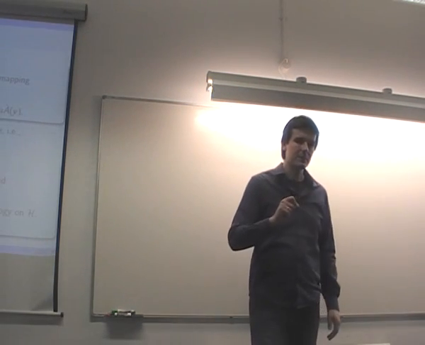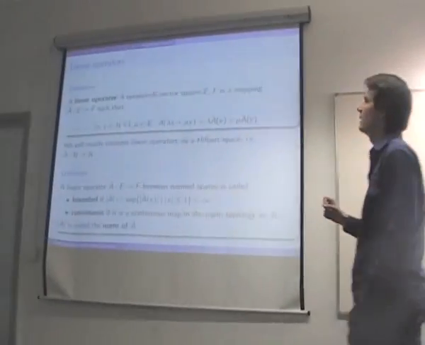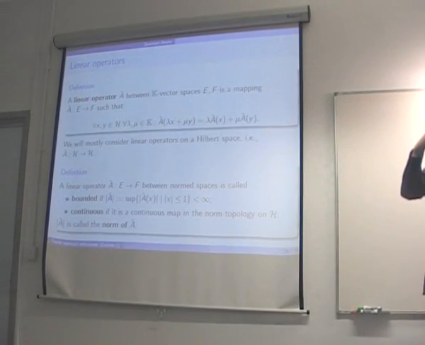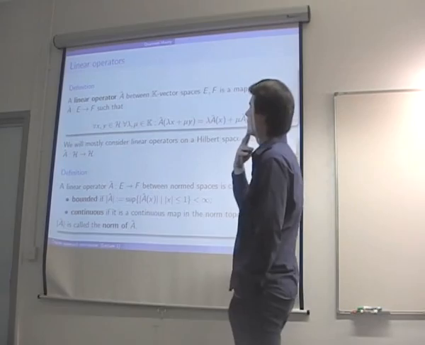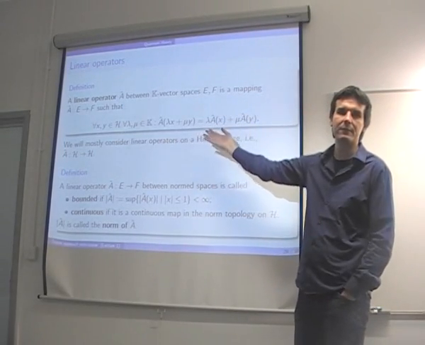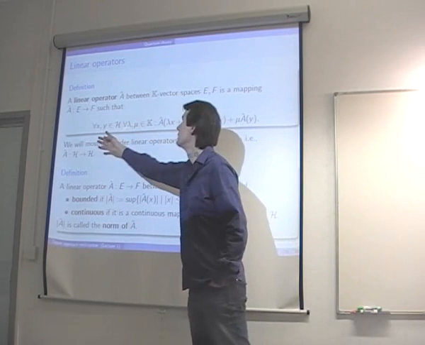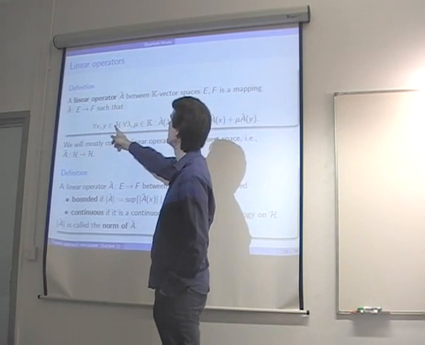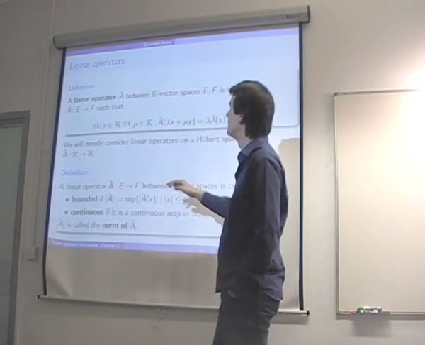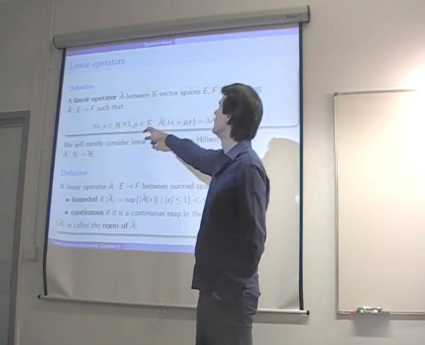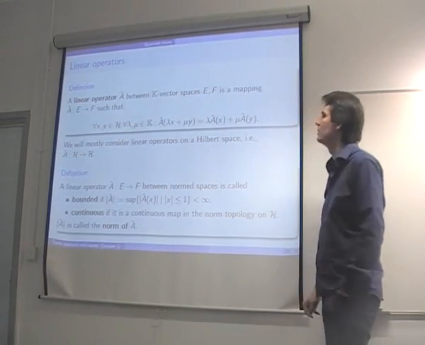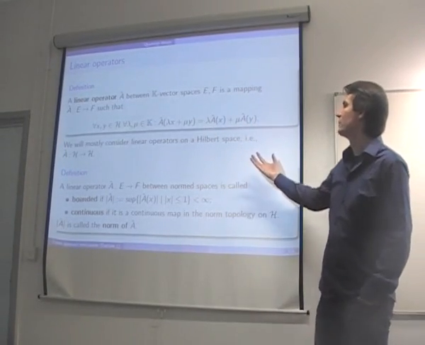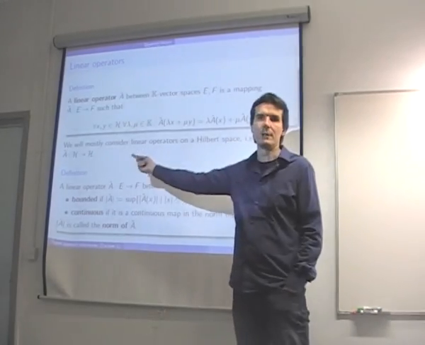So, linear operators, also nothing mysterious. K again is R or C. A linear operator between K vector spaces E and F is a mapping from E to F that is linear. It just means you have this for all x and y in E, and for all scalars mu. Oh, this should of course not be H, this should be E. This is linear behavior. We mostly consider linear operators on a given Hilbert space, so A goes from H to H.